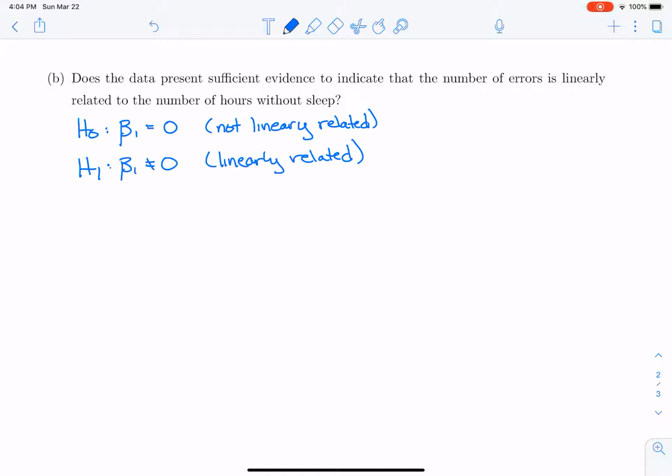Let's just take a second to understand what that means. What I'm saying is that if the slope is 0, then y is equal to beta 0 plus 0 plus epsilon. So essentially it's equal to a constant plus the error. And in that case, there's no linear relationship. So if beta 1 is not 0, then we have the linear relationship.